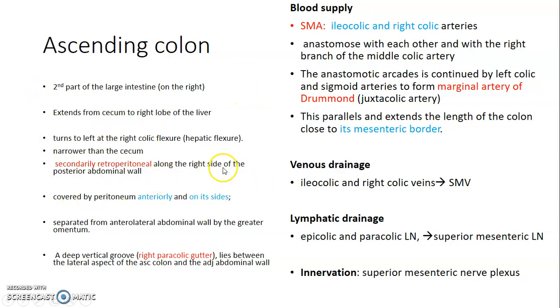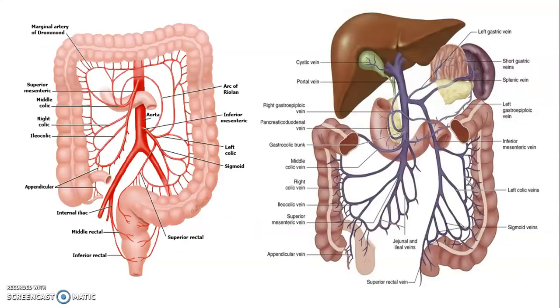Then it's along the right side of the posterior abdominal wall, and it's only covered by peritoneum on the anterior and the lateral aspects. It's separated from the anterolateral abdominal wall by the greater omentum. Usually there's a deep vertical groove on the lateral aspect of the ascending colon and the adjacent abdominal wall. This is what you call the right paracolic gutter.